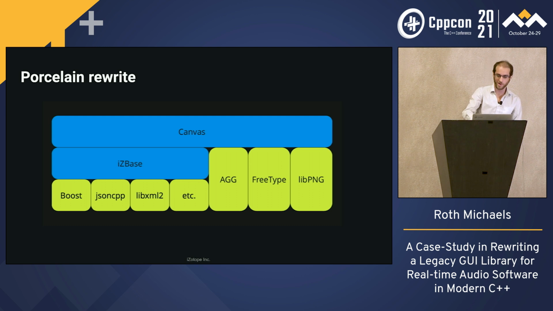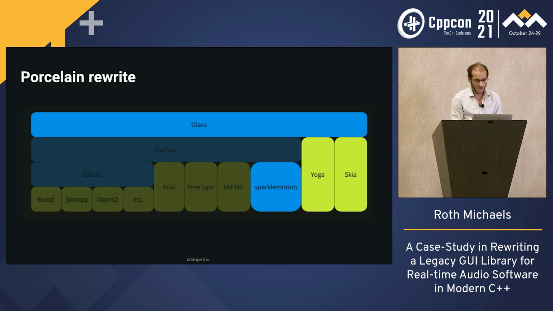We have a bunch of third-party libraries. On the right, you see AGG, which is a rendering library, FreeType, libpng, and our other shared libraries like IZBase and a whole bunch of other stuff that's not on this slide support Canvas, our old library. And so instead of doing a rewrite of that, we will keep Canvas as the underlying engine and add a new layer on top called Glass, where we'll pull in some new libraries that we wanted, like Yoga, which is the layout engine, and Skia, the rendering engine from Google Chrome, and also a new thing, Sparkle Motion, which is a new rendering engine that gave us more high-performance meters than we had previously.